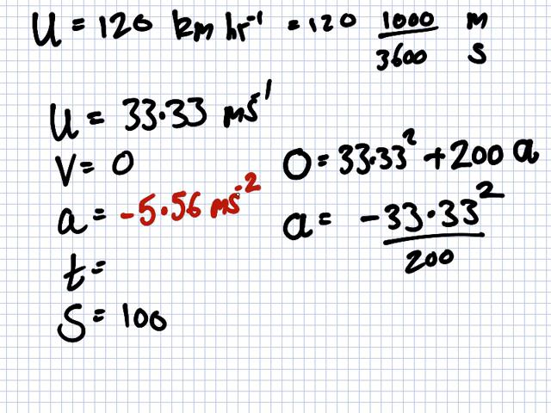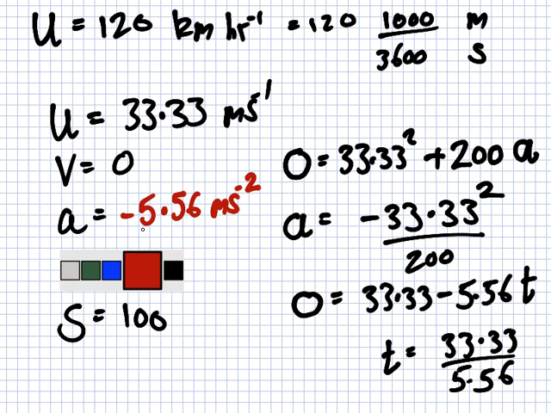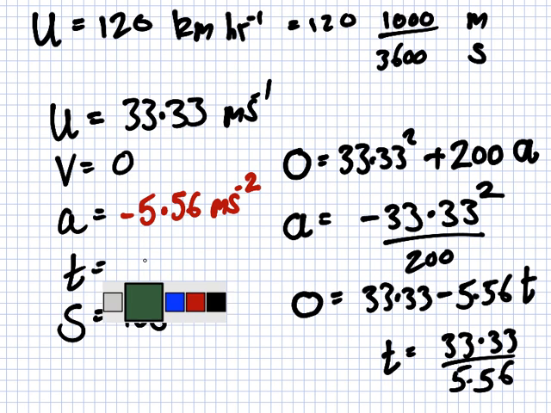Okay. And next, the time. So we'll go with V equals U plus AT. So T is 33.33 over 5.56. So what's that, about 6 seconds or something? Yeah, it's about 6 seconds, isn't it? Can someone give me it exactly? Six seconds.